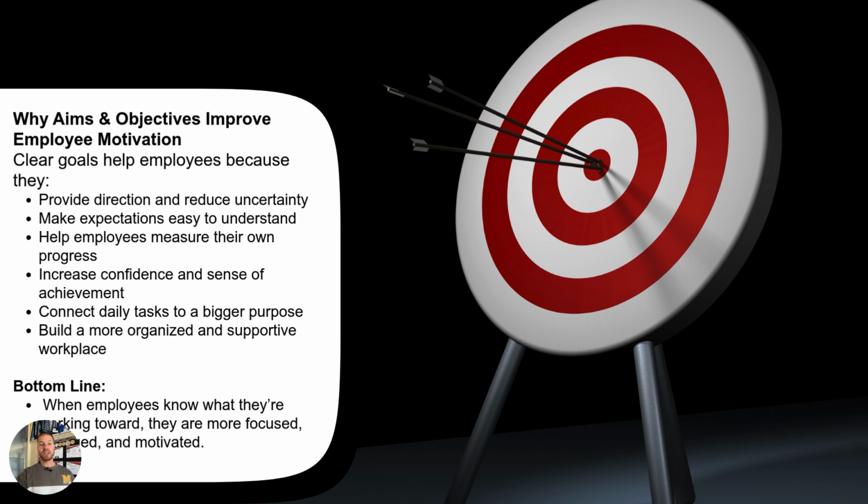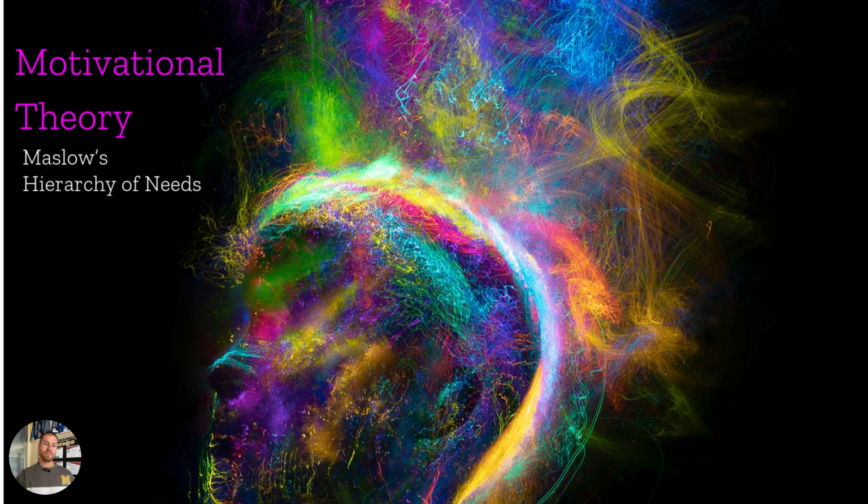Why do the aims and objectives improve employee motivation? Because clear goals help employees with many different things. It reinforces that goals help employees understand expectations, track progress, and feel purposeful. This is the final reinforcement before transitioning into motivational theory. It helps those employees connect daily tasks to a bigger purpose, build a more organized and supportive workplace, and increase confidence and sense of achievement. Now we move into the motivational theory called Maslow's hierarchy of needs.